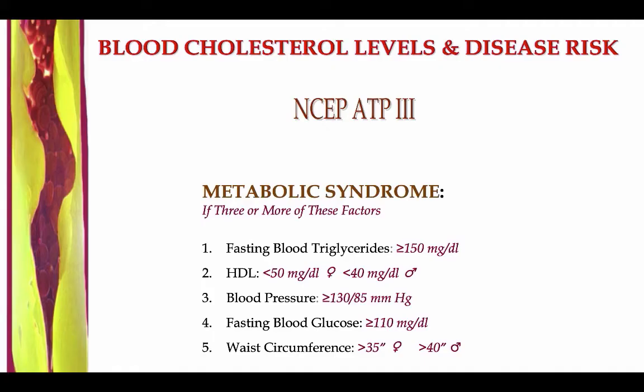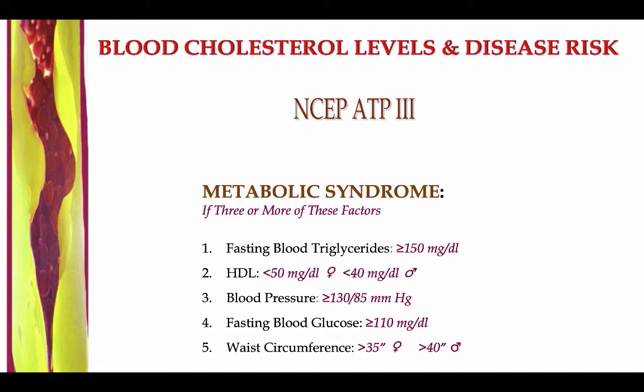If we look at these numbers, and again, I'm not asking you to remember numbers, but if you have 3 or more of these factors, you are said to have metabolic syndrome, which puts you at risk for not only heart disease, but also type 2 diabetes. Generally, the individual factors are treated. There's no one treatment that will address all of these factors. You have to address them individually.